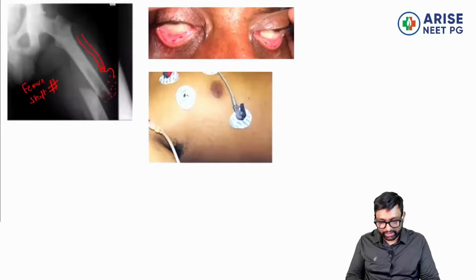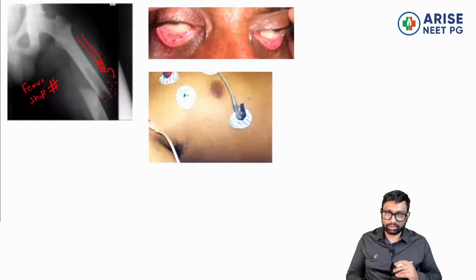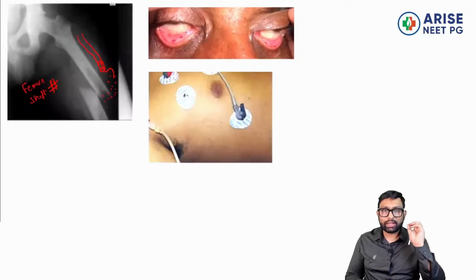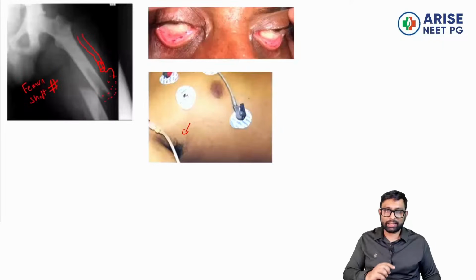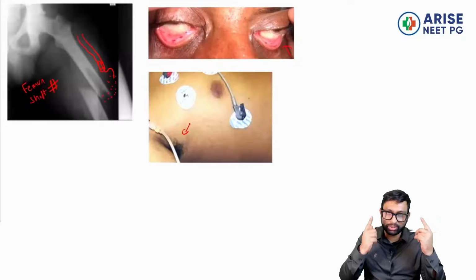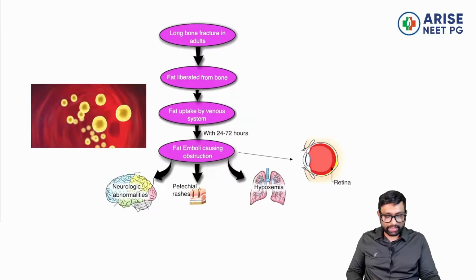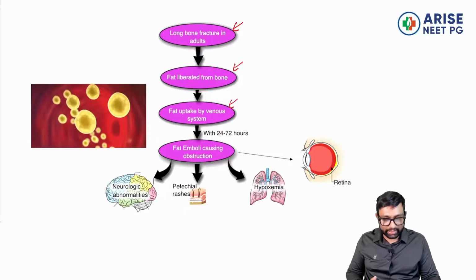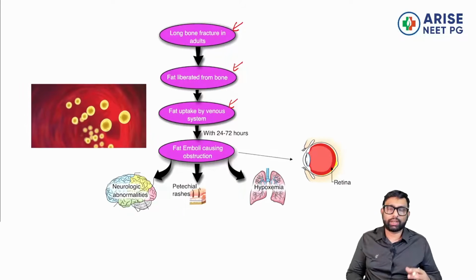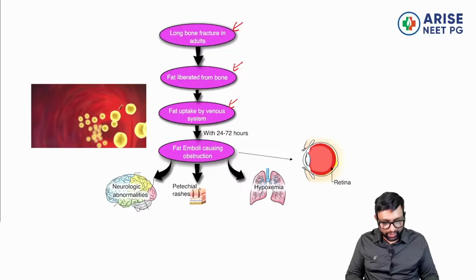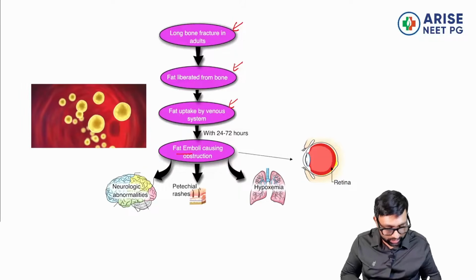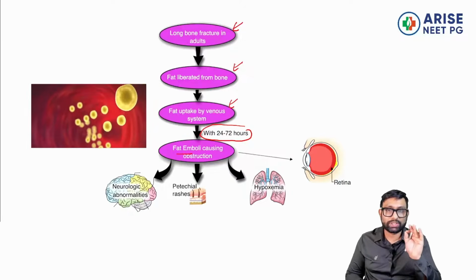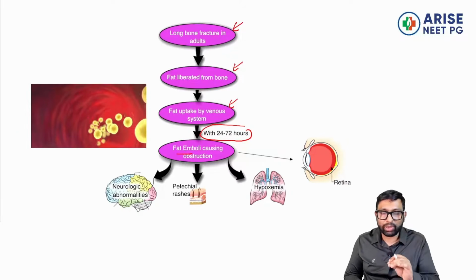So this fat globules enter the circulation through the femur shaft area where it gets ruptured, and through that emboli go into different areas. When it goes to the skin, you see these petechiae, mainly in the axilla. There will also be retinal emboli present in patients. It can go into the brain as well. So what happens in these patients is, when they have a long bone fracture, fat is liberated from the bone. This fat is taken up by the venous system, the ruptured venules that take it up into circulation, and this fat embolizes within 24 to 72 hours.